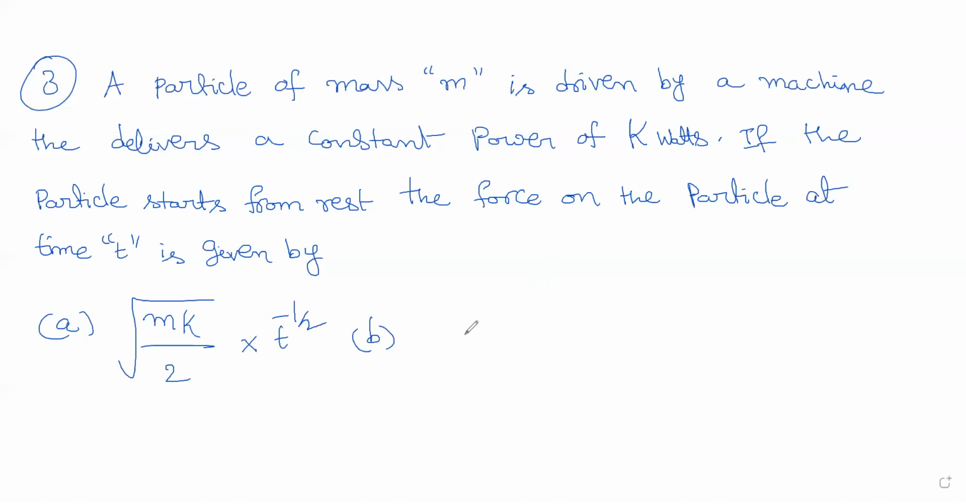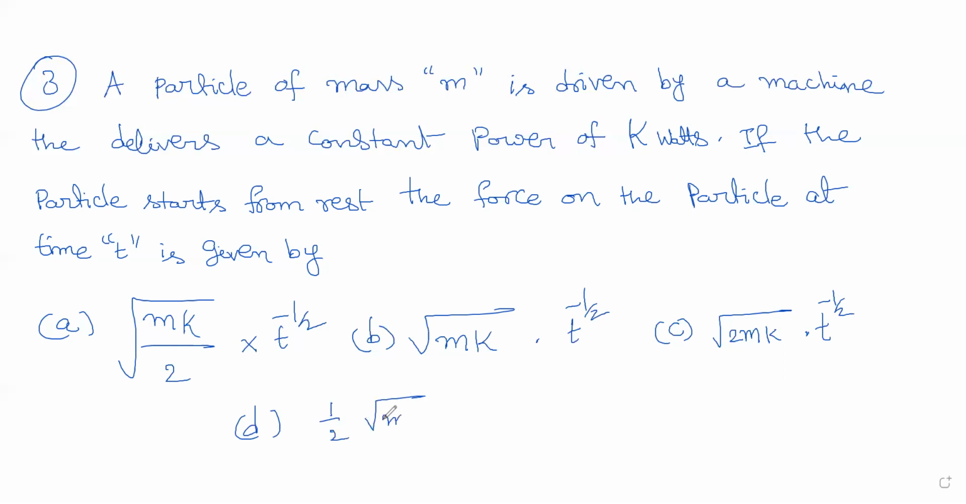Option B is square root of mk into t power minus half. Option C is square root of 2mk into t power minus half. And option D is half into square root of mk into t power half. This is the question. And the answer for this question is option A.